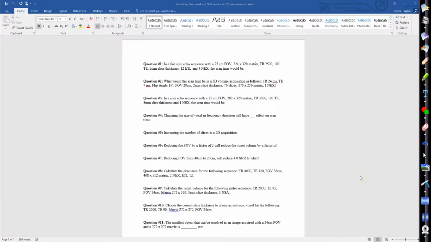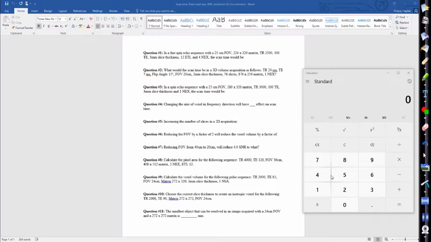All right, for the online students, we're just working on this worksheet here. This worksheet is going over pixel size, voxel size, scan time, and signal. I'm going to pause the video as the students work on it for about 10 minutes, and then we'll review it here in a little bit.